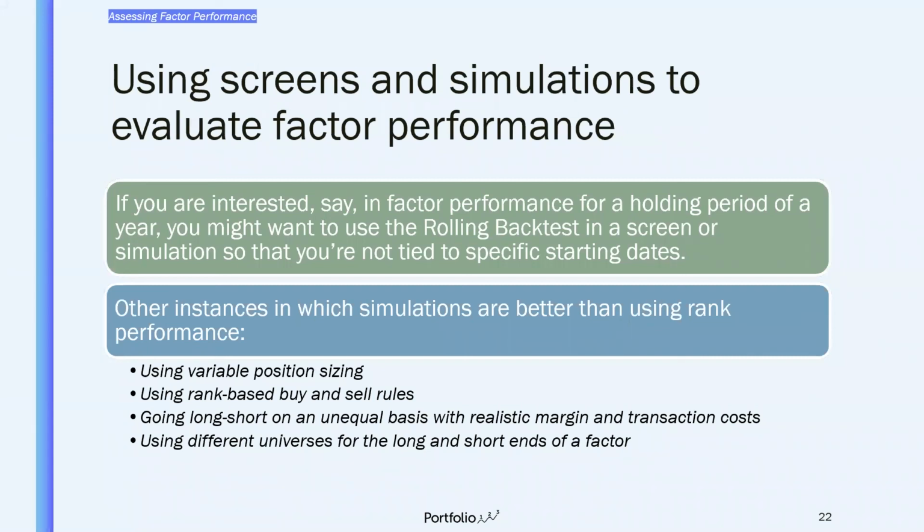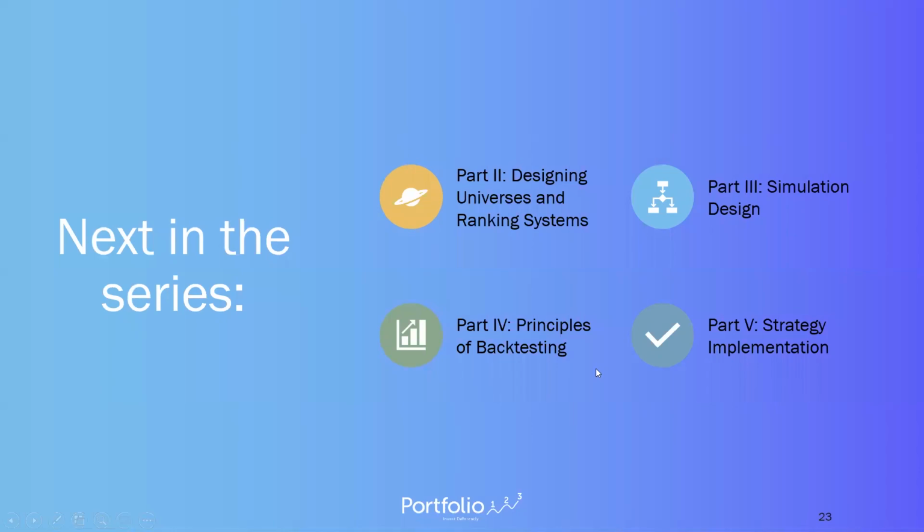So the next thing we're going to cover in the series, I'm going to talk about designing universes and ranking systems, and that'll be in 2 weeks. After that, I'll be talking about simulation design, then the principles of backtesting, and finally, we'll be talking about strategy. So does anyone have any questions about this?